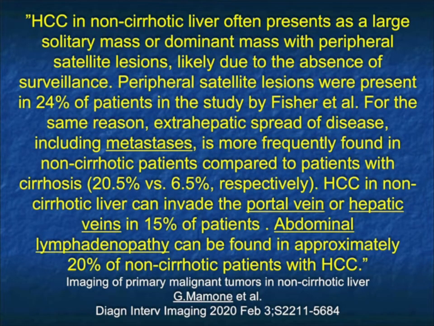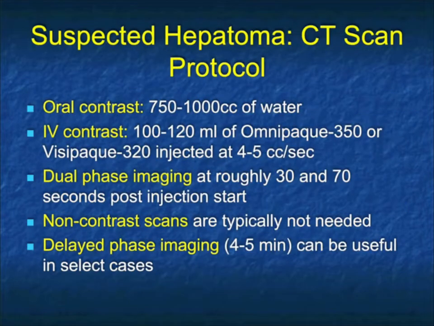Hepatomas in non-cirrhotic livers are often a large solitary mass or a dominant mass with peripheral satellite lesions. Up to about 24% of cases in this one study had satellite lesions. For the reason that these lesions are diagnosed later, they often have metastasis earlier. Hepatoma in non-cirrhotic livers can invade the portal vein or hepatic veins in 15% of cases. Abdominal lymphadenopathy can be seen in about 20% of cases.